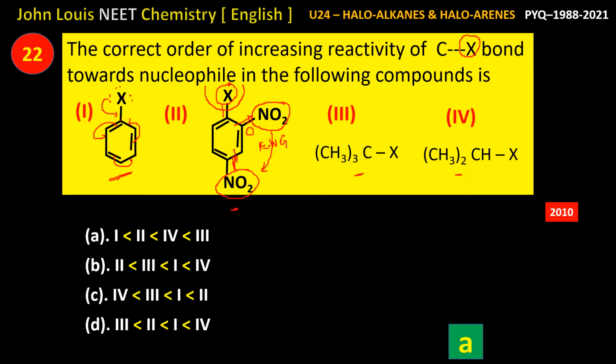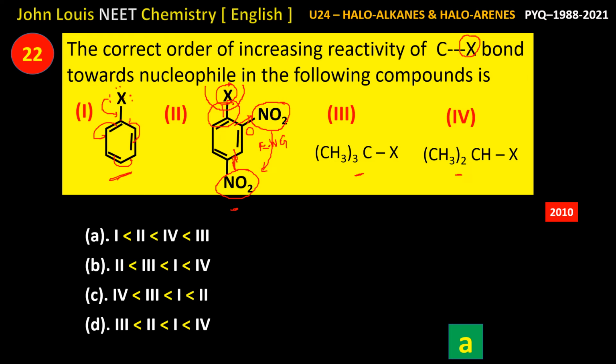So this is also an aryl compound. Therefore, there will be a partial double bond character between the benzene ring and the halogen here. But however, due to the presence of electron withdrawing groups like NO2, the electrons will be pulled towards the NO2 group. Therefore, the X will be loosely held to the benzene ring compared to the first one. Therefore, option 2 will be more reactive than the first one.